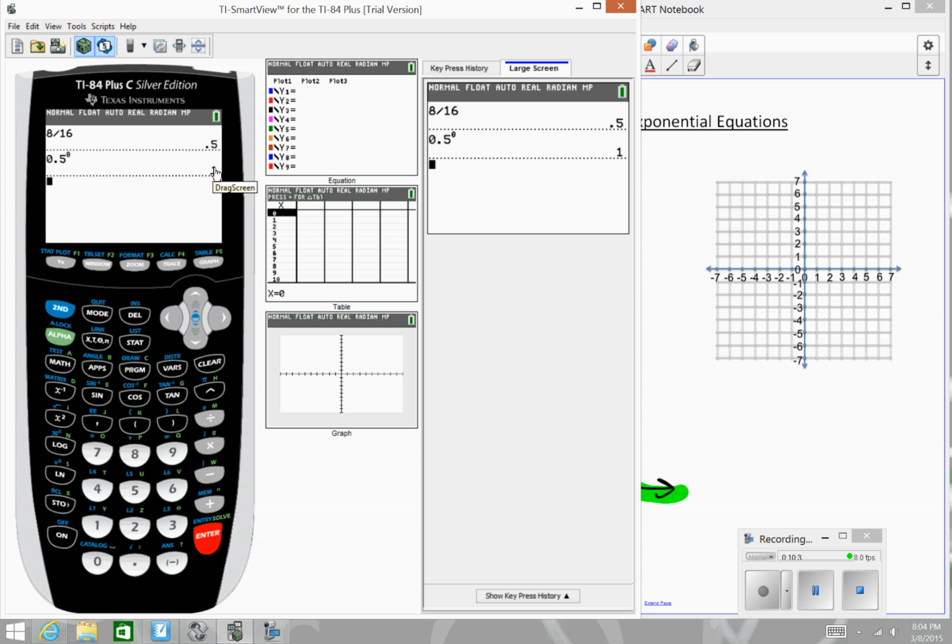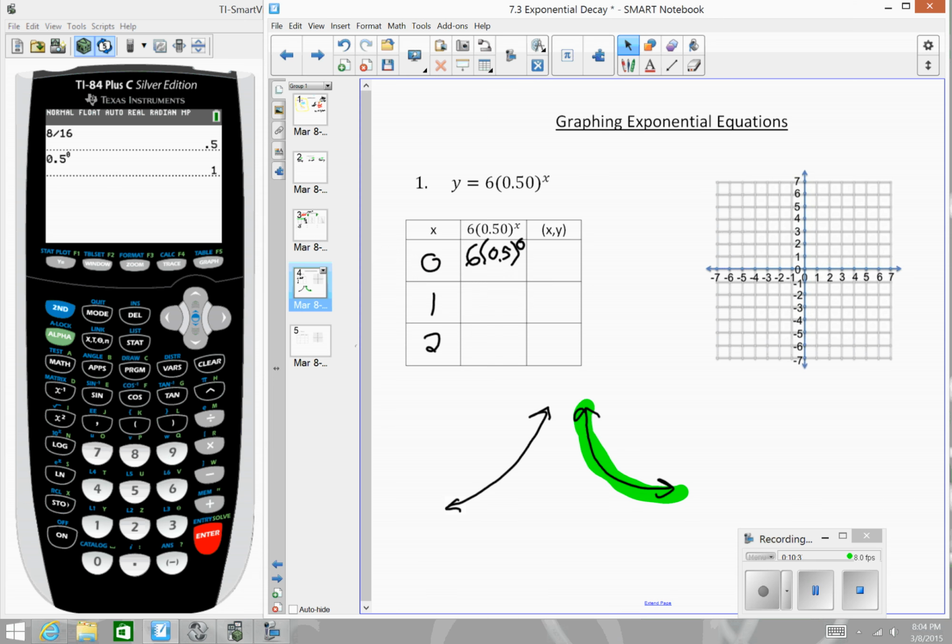Well, if you remember back to your exponent laws, anything raised to the 0 power is 1. So when you raise 0.5 to the 0 power, it's going to be 1. But don't forget, this 6 next to these parentheses means to multiply, so then I have to take 1 and multiply it by 6. Well, 1 times 6 is 6. So when I input a 0, I output a 6, so my ordered pair is going to be 0, comma, 6. Awesome.